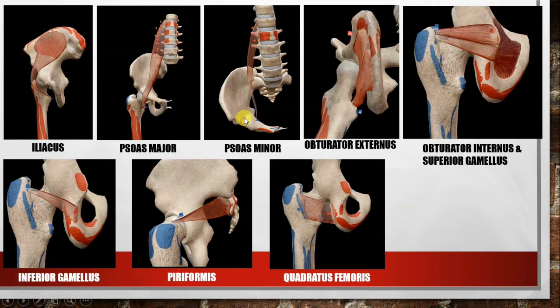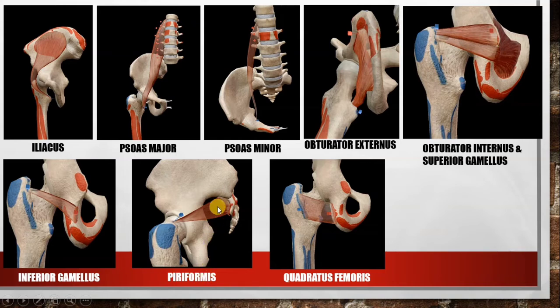So iliacus, psoas major and psoas minor have attachment towards the lesser trochanter, while obturator internus and superior gemellus have attachment towards the greater trochanter, as does inferior gemellus. As you can see here, it is arising from the ischial bone, the superior rami of the ischial bone, and attached to the greater trochanter. This is the inferior gemellus.